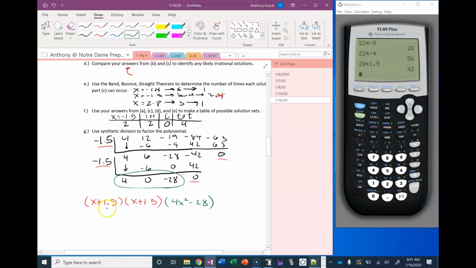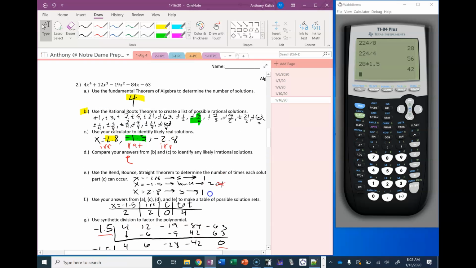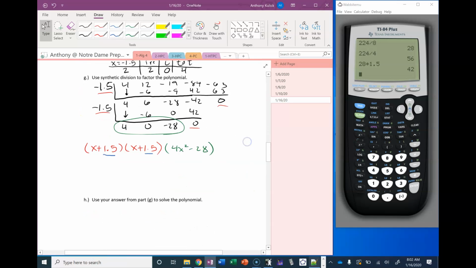So what's weird here is that I have factors that have decimals, but the polynomial they're factoring to has no decimal in it. That's a little bit weird, right? There is a way to rewrite this factored form so that none of the factors have decimals in it.